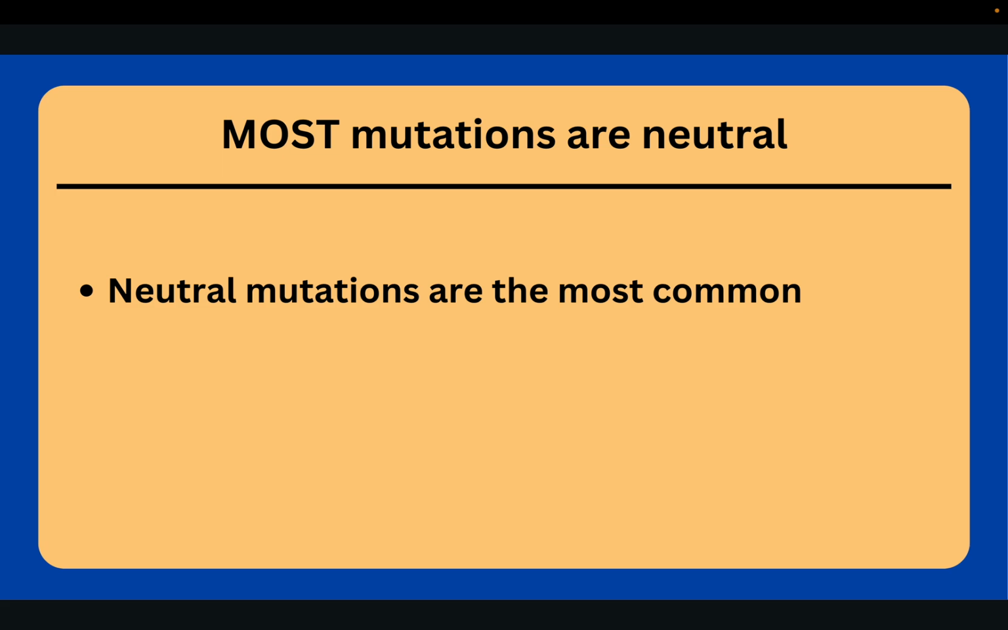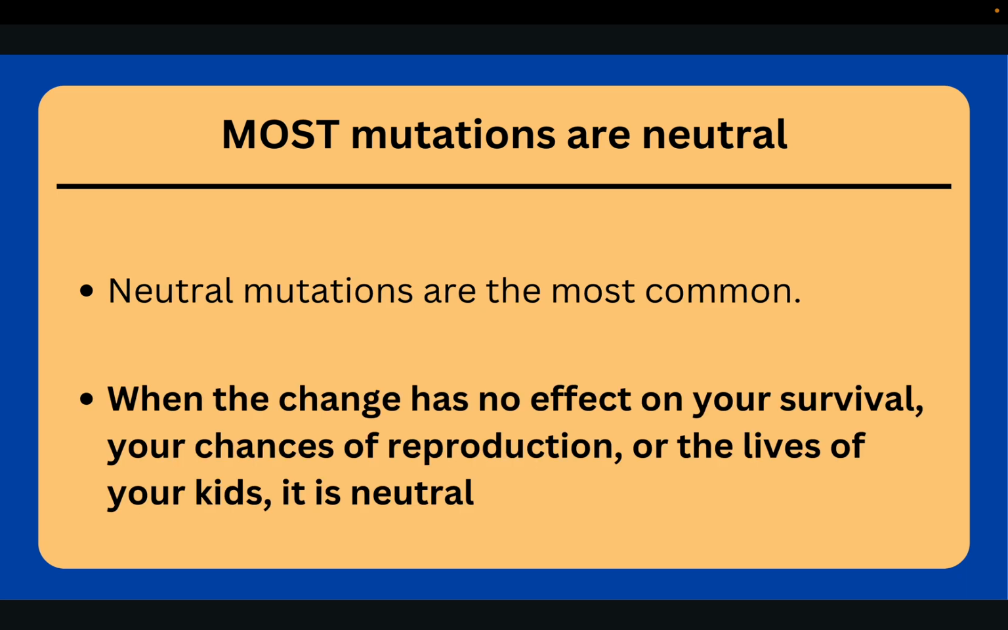But most of the mutations that you get during your life will be neutral. Neutral mutations, they're common, and they have no real effect on your survival or your chances of reproduction or the lives of your kids. Pretty much just neutral. The reason for this is because, like for example, imagine you wake up one day when you're 25 and you have a new freckle on your pinky toe. Is that going to increase your chances of living to be 100? Probably not. Is it going to kill you off tomorrow? I sure hope not. Is it going to make you have more kids or less kids? Not really. So it's considered neutral.